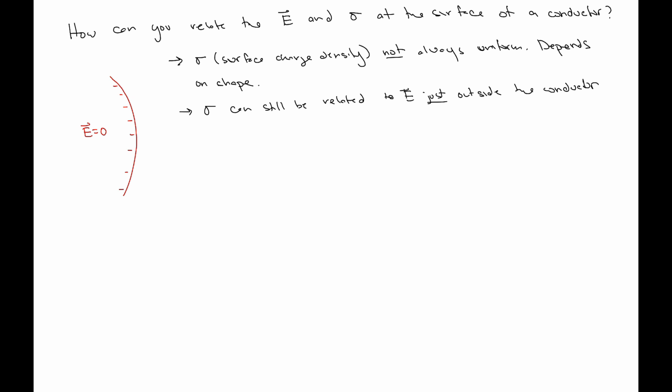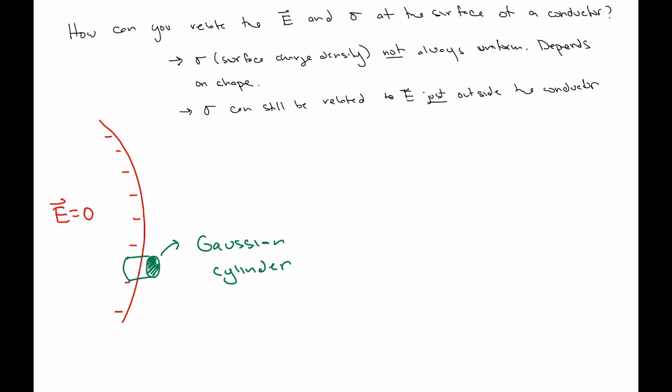I'm going to draw a little Gaussian surface here, and this is related to the earlier lecture where we talked about boundary conditions. I'm going to draw a little Gaussian cylinder. On this side of my Gaussian cylinder, I know that the electric field is 0, and I'm trying to figure out what the electric field is just on the other side.